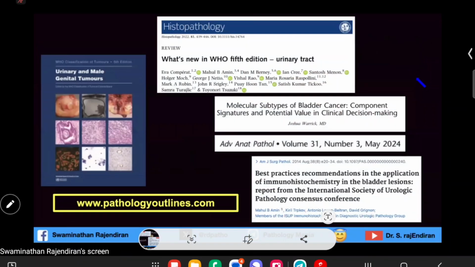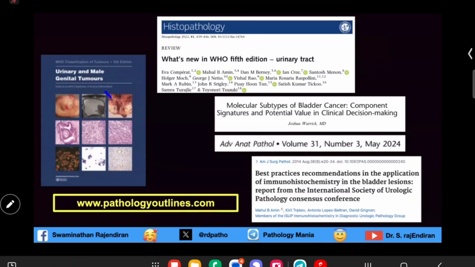These are my beautiful references: pathologyoutlines.com. And this is the Blue Book, the Bible for us, WHO Blue Book, 5th edition, 2022. And these are the articles. What's new in WHO 5th edition urinary tract, from Histopathology 2022. Molecular subtypes of bladder cancer in Advances in Anatomic Pathology, May 24. This is a very recent one. And then the last is best practice recommendations for immunohistochemistry.